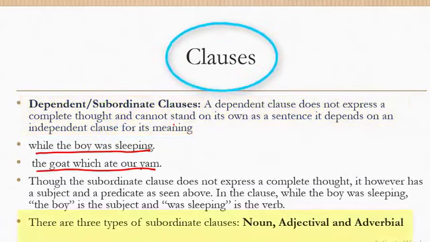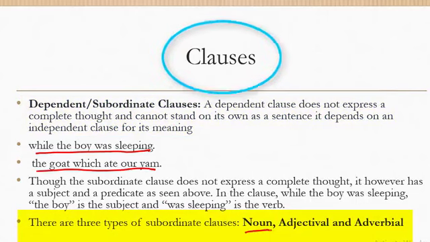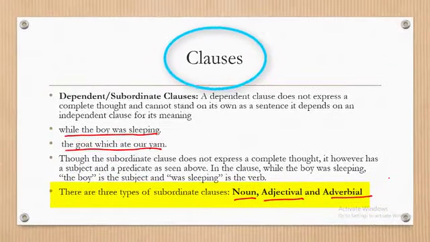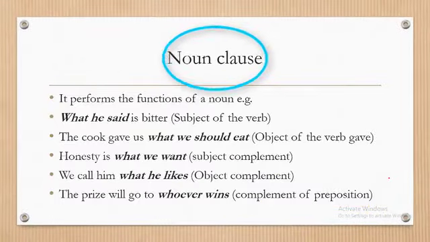So there are three types of subordinate clauses. I repeat, there are three types of subordinate clauses. We have the noun clause, the adjectival clause, and the adverbial clause also. So let's begin with the noun clause. Like the name implies, it performs the function of a noun.